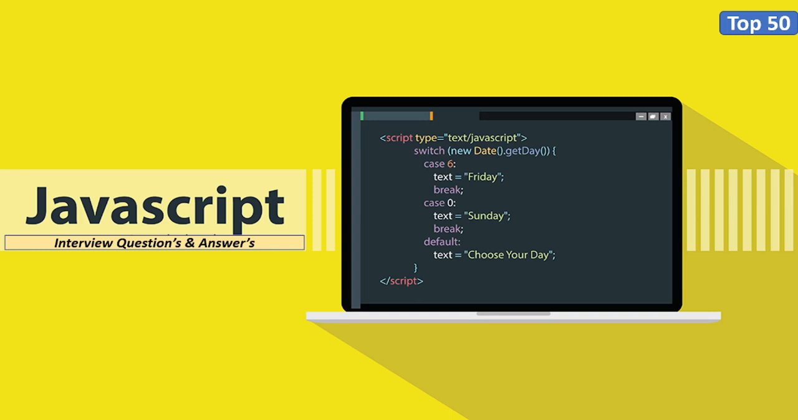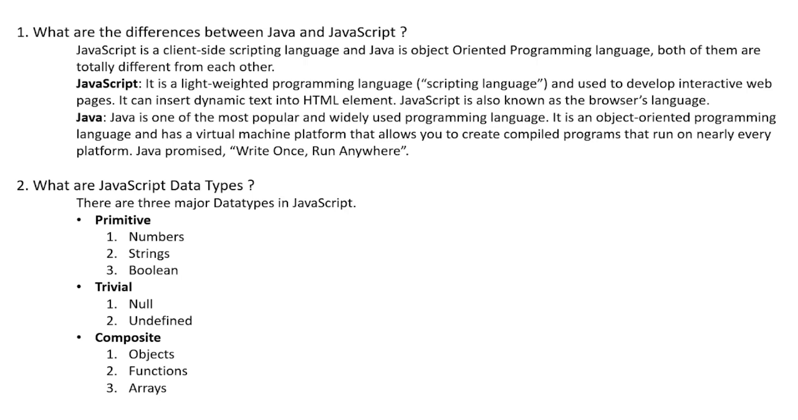In this video we will discuss some important questions of JavaScript. So let's get started. Question 1. What are the differences between Java and JavaScript? Answer. JavaScript is a client-side scripting language and Java is an object-oriented programming language. Both of them are totally different from each other.